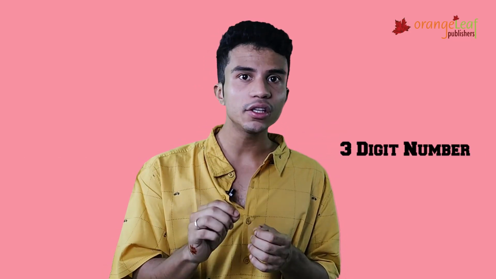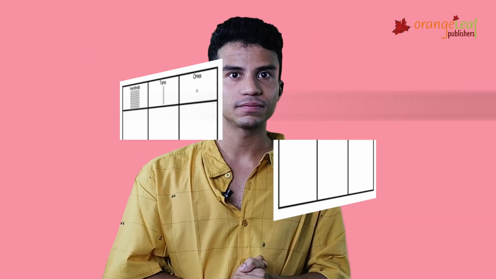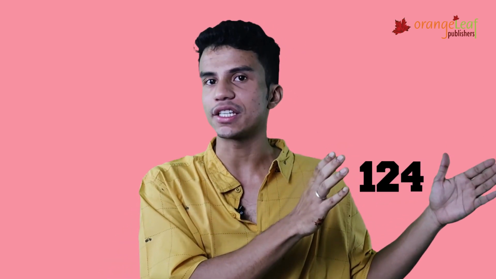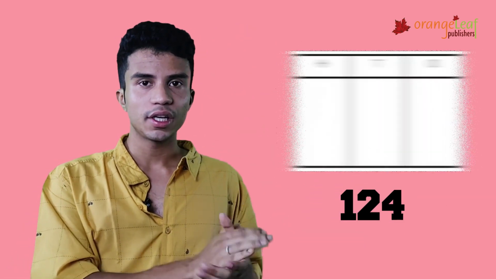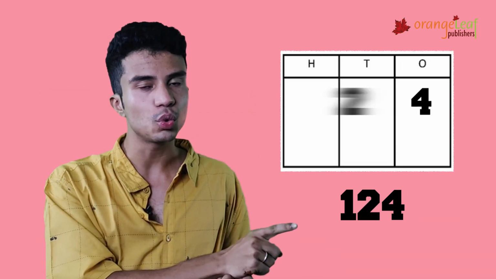Now remember, whenever you are getting a 3-digit number, you need to place them in the correct order and check. Now let's read numbers up to 200. Okay? Let's take the example of this number 124. In 124, in the ones place you have 4, in the tens place you have 2, and in the hundreds place you have 1.